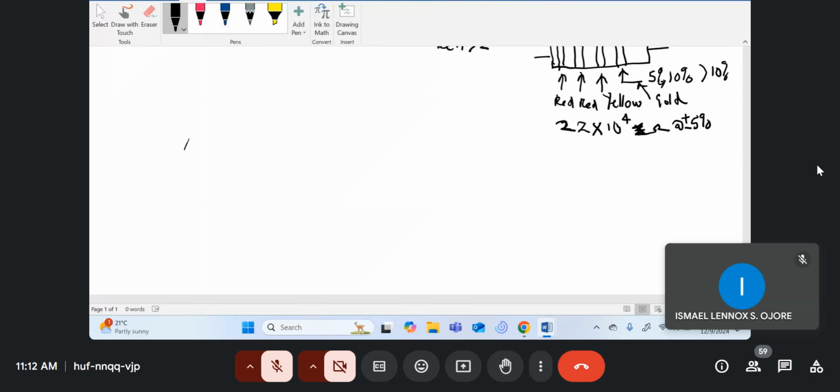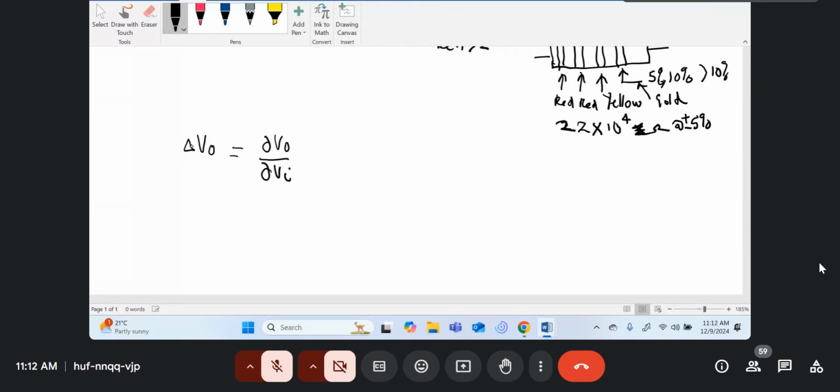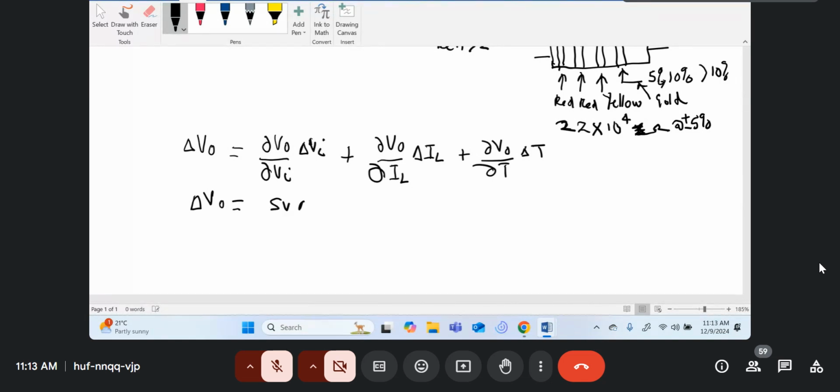The change in the output voltage, which we normally call delta V naught, can be written as change of V naught with respect to change of Vi into small change Vi, plus change of V naught with respect to change of IL into delta IL, plus change of output voltage over change of temperature into delta T. Or in short, we can write that delta V naught is written as SV into delta Vi plus SL.